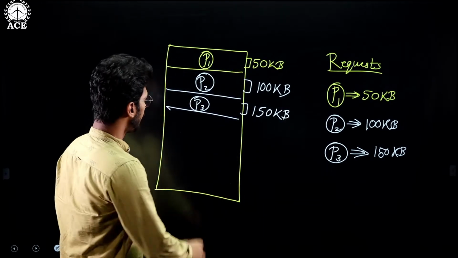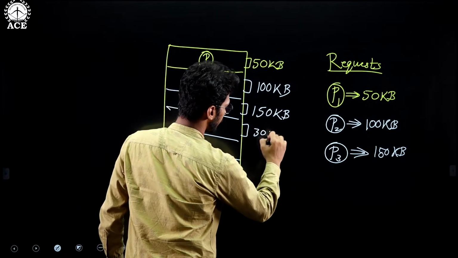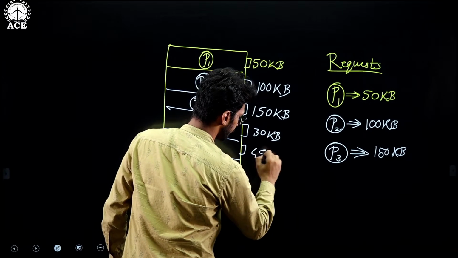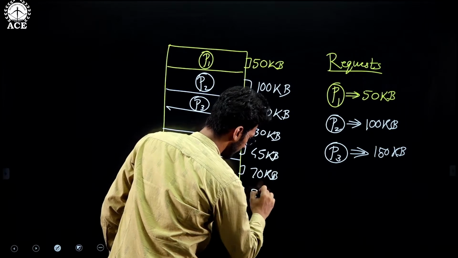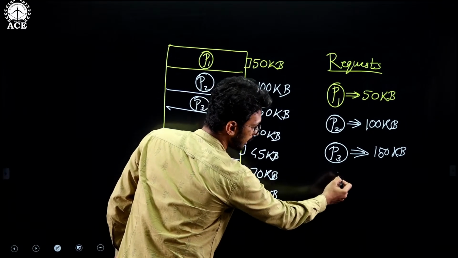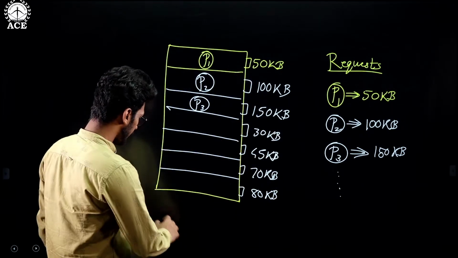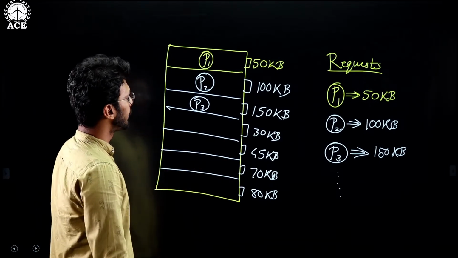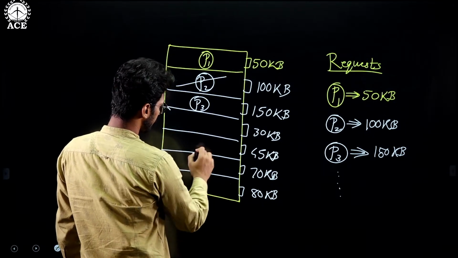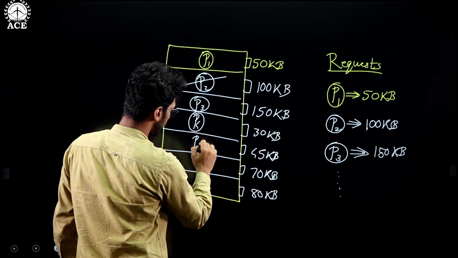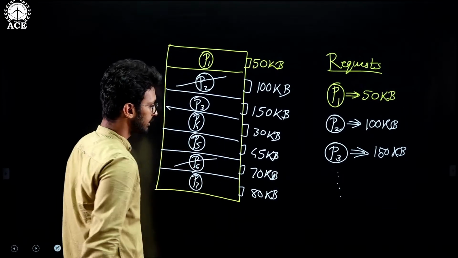Done. Same way it will keep on happening, okay. Let's say some 30 KB, 45 KB, 70 KB, 80 KB, something like this, random. It kept on coming. There are requests by processes of these particular sizes. We kept on creating blocks. Now, let's see this particular process went to completion. Let's see some other processes. Here is P4, P5, P6, P7. This went to completion.